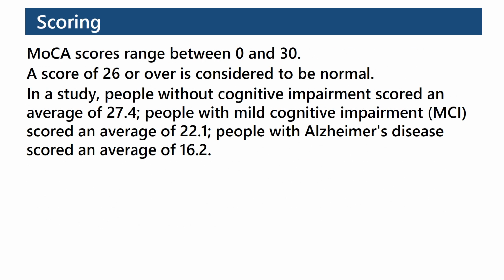Scoring. Scores range between 0 and 30. A score of 26 or over is considered to be normal. In a clinical study, people without cognitive impairment scored an average of 27.4. People with mild cognitive impairment scored an average of 22.1. And people with Alzheimer's disease scored an average of 16.2.